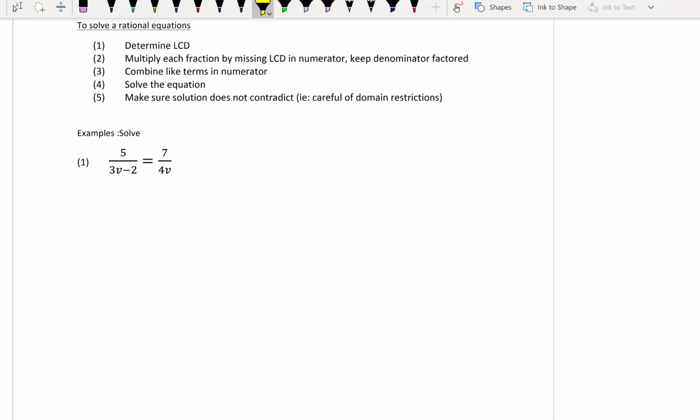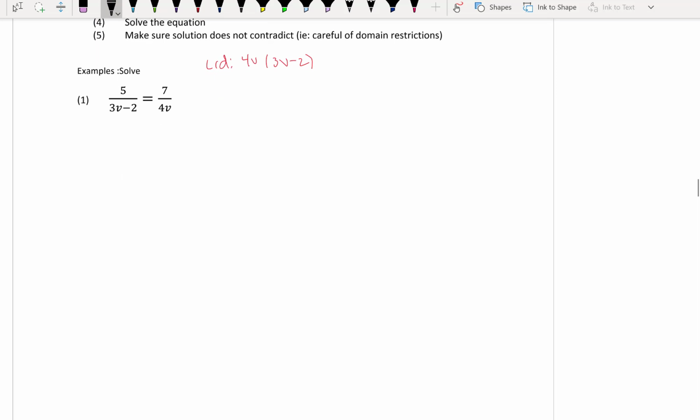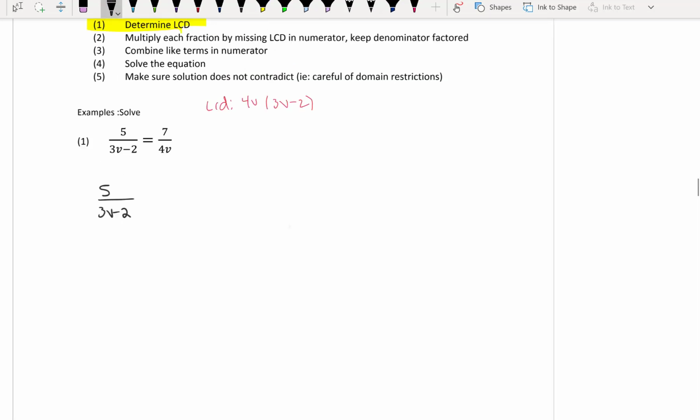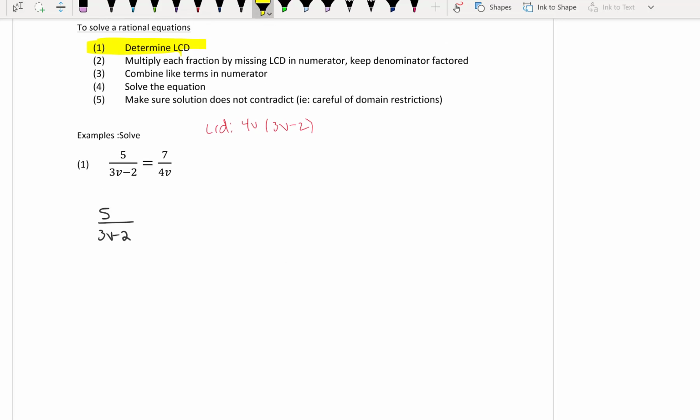So if I'm trying to figure out my least common denominator, then I am going to look at the denominator of each fraction. It's already simplified as possible. I don't need to factor any further. So it looks like I have a 4v and also a 3v minus 2 in my denominator. So for that first fraction, I'm going to have a 5, 3v minus 2.